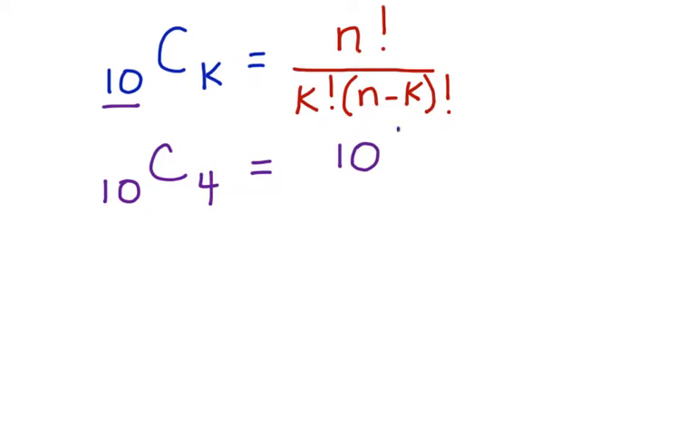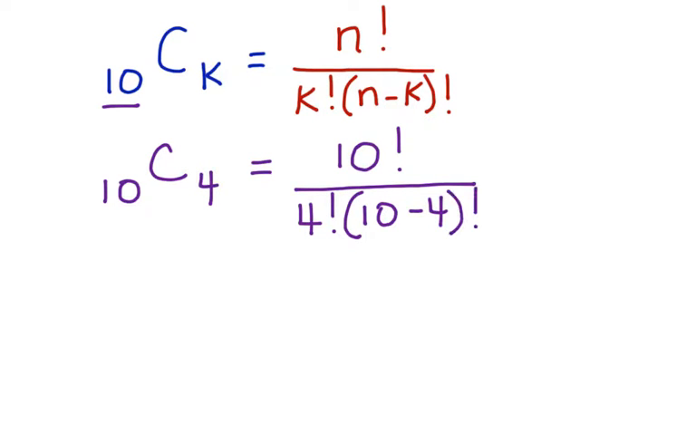We can write 10 factorial over 4 factorial times the quantity 10 minus 4 factorial. And now we can figure this out.